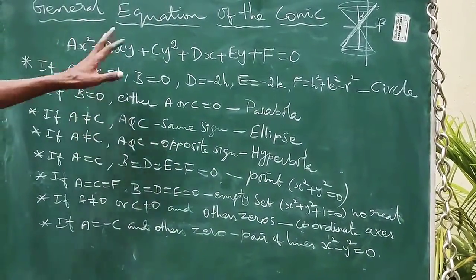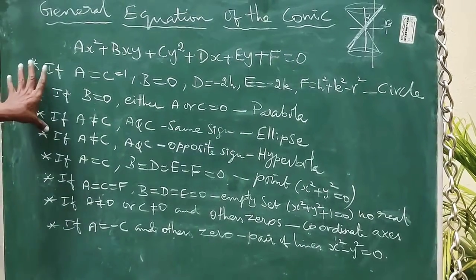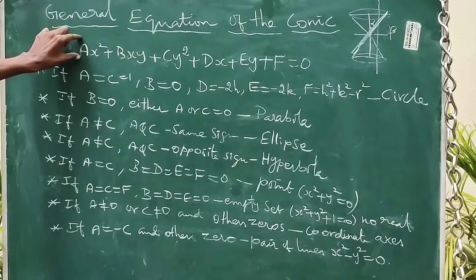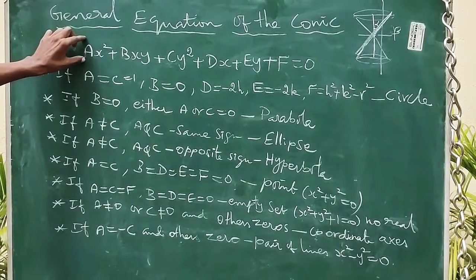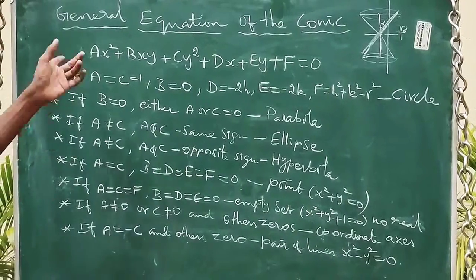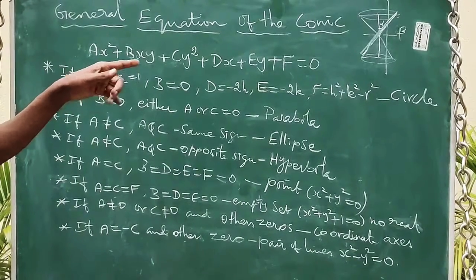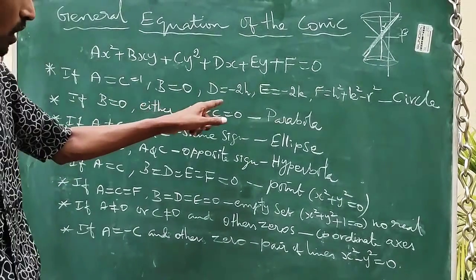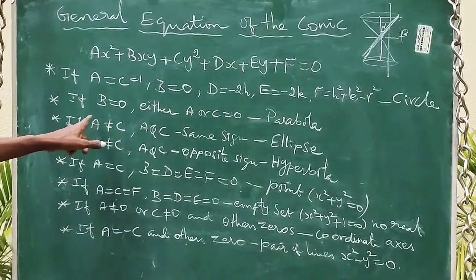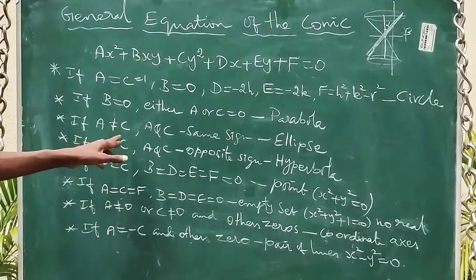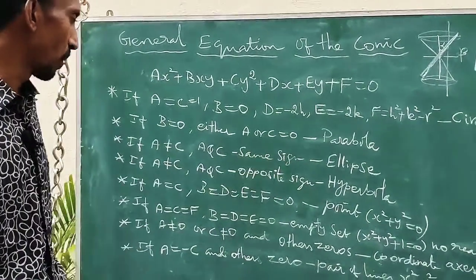Once again, look at all the 8 cases. With the use of the 8 cases, we are identifying what is the conic denotes, what is the type of the conic. Okay. So look at the first one, A and C are equal and B is 0 means circle. B is 0 and either A or C, only one is 0, means parabola. A and C are not equal and same signs mean ellipse. A and C are not equal, opposite sign means hyperbola.